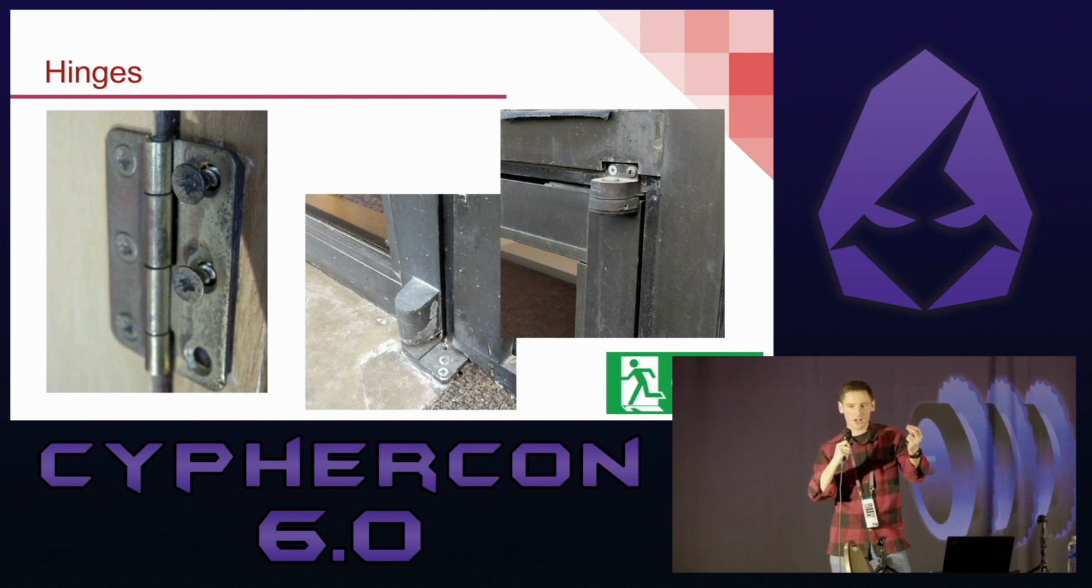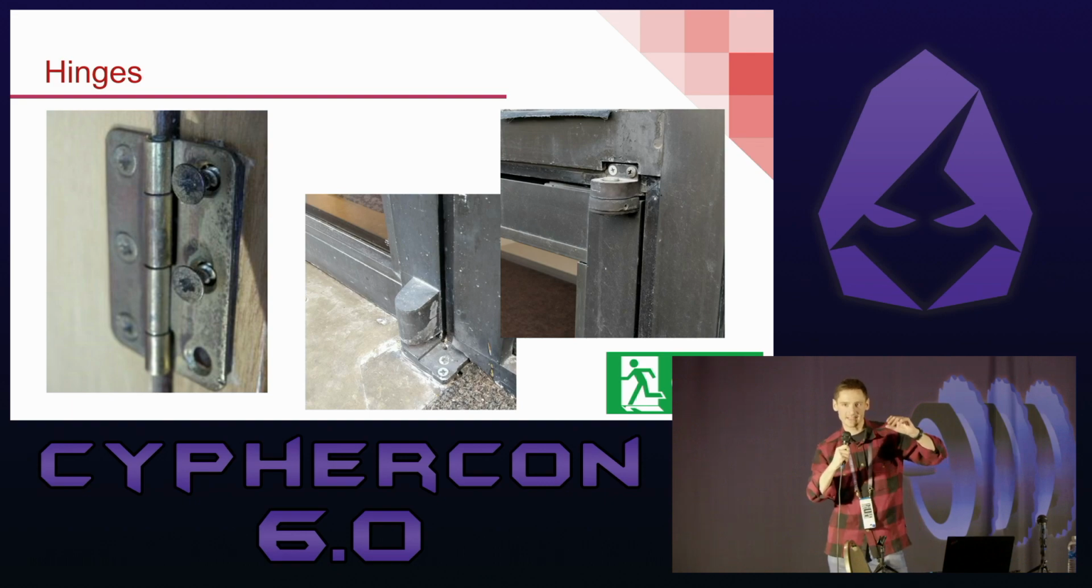If the hinges are installed on the unsecure side and you can access the hinges, you can either tap out the hinge, or in this case, if the hinge is fully installed on the wrong side of the door, maybe you can get a screwdriver in, just remove the hinge, take the door right off.